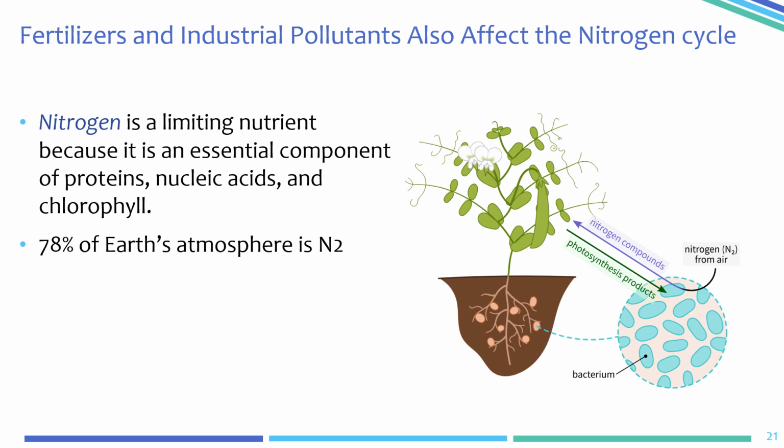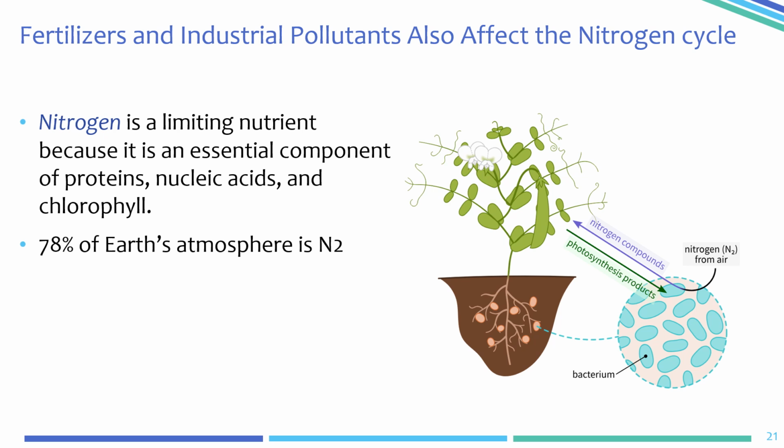Along with phosphorus, nitrogen is often a limiting nutrient for plant growth. It is important because it is found in several of our biologically important molecules: proteins, nucleic acids, and chlorophyll. So bioavailable nitrogen is really important for successful chlorophyll production, which means photosynthesis.